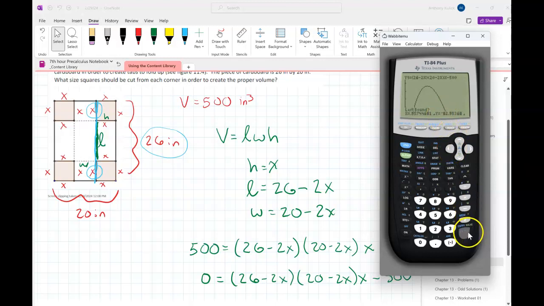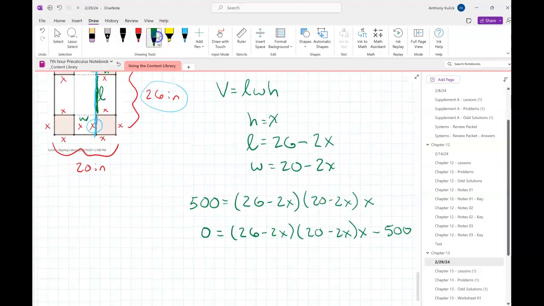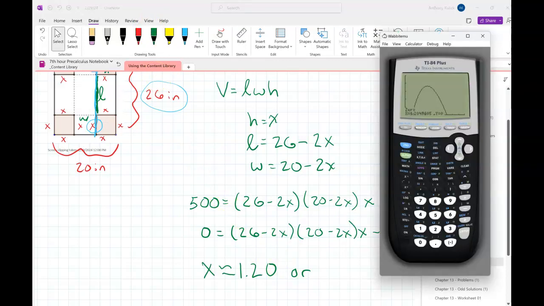Oh, there, I got a negative number. Press enter. And then just again, keep going forward till I get that y value to turn back positive. Press enter, and my guess. So I have about 1.20. And then let's find the other one. I just pressed something I didn't mean to.